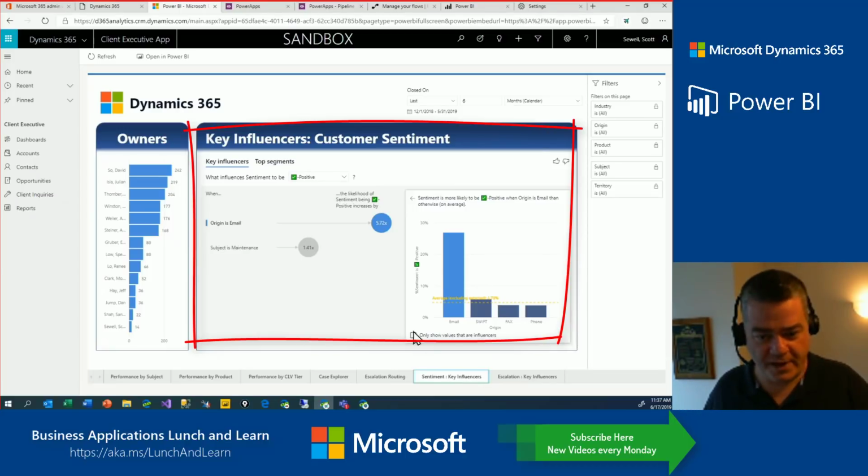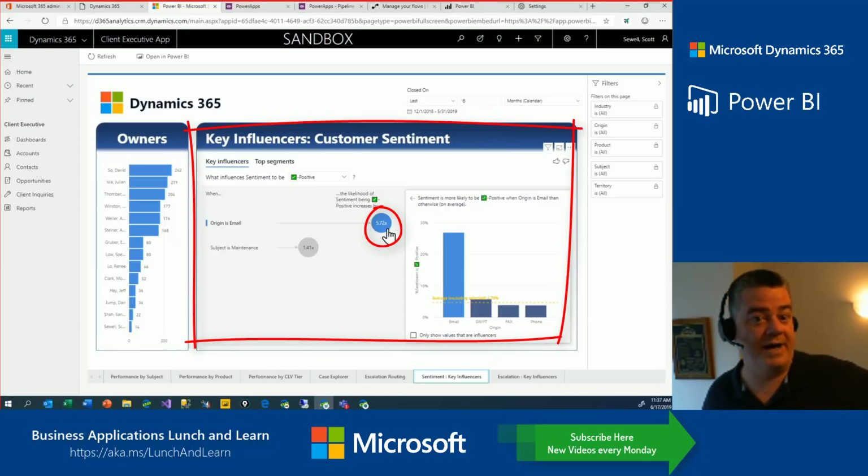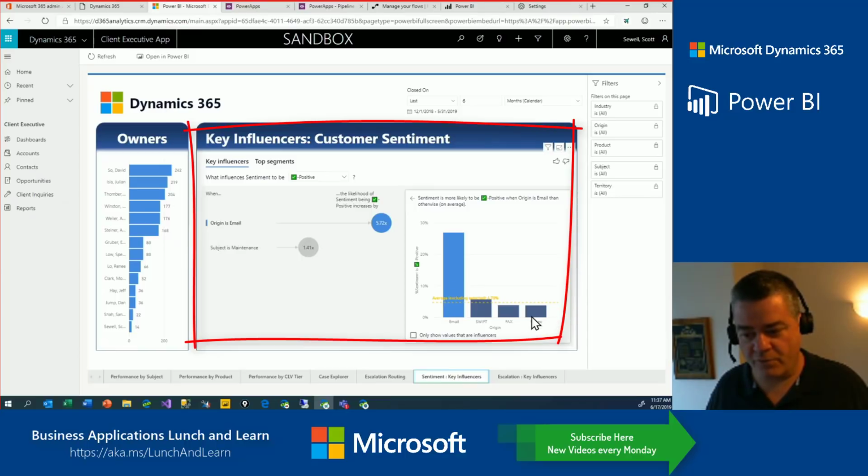Well, in this sample data, I've got just a simple thing saying if the case comes in through email, then we are 5.5 times, or 5.72 times, more likely to get a positive score out of that, which is great. We see other venues don't have quite as positive a score, but because we've implemented some email-to-case processes within Dynamics, we're resulting in a very positive experience for our customers. So we have some learning there that we're doing.